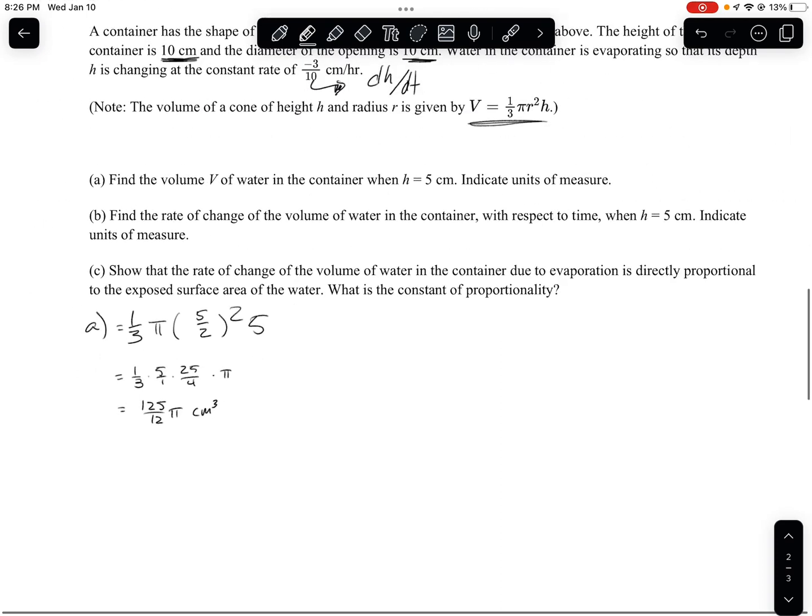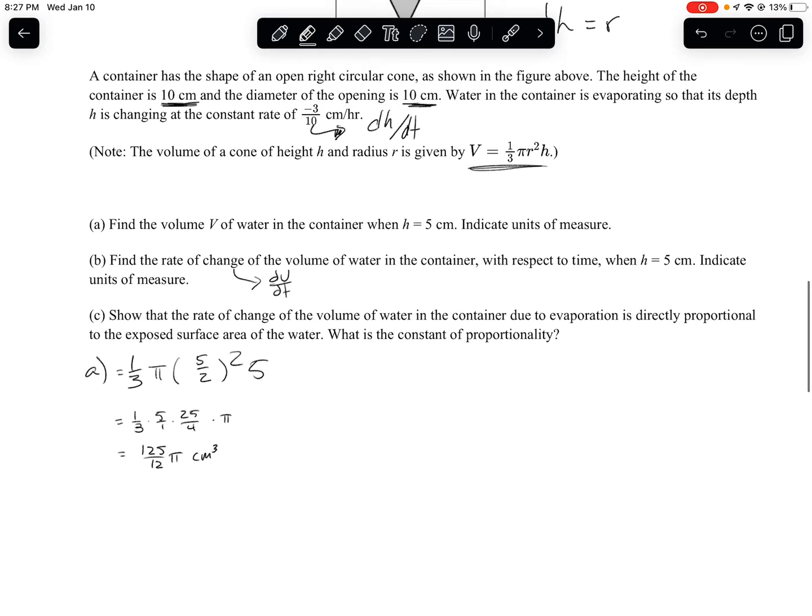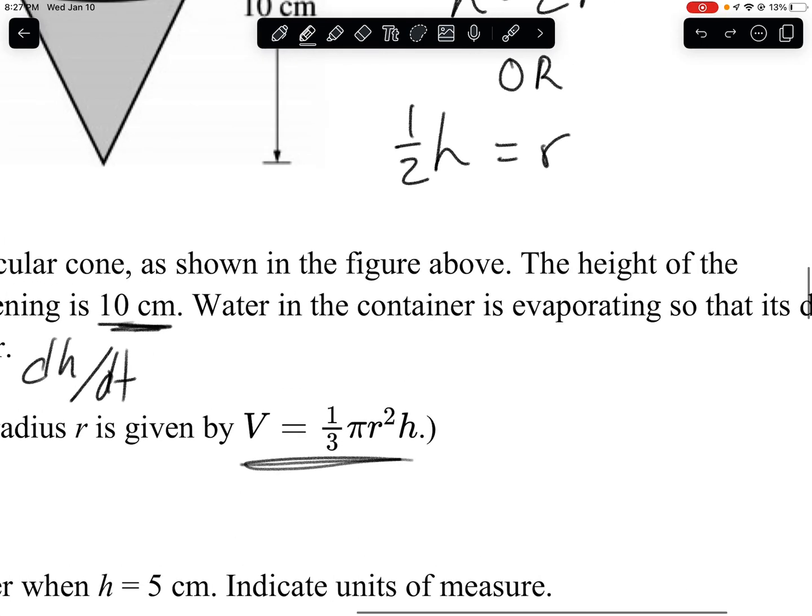Let's be careful about what we're trying to find and our units. Very important. Find the rate of change of the volume of the water container with respect to time when h equals 5. Okay, so let's think about this. So rate of change of the volume is dv dt. That's what I want to find. Now, I have dh dt, so if I can write this whole entire thing in terms of just h's, that would be awesome. I know how to do that.